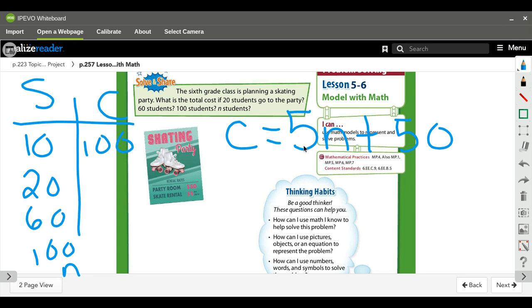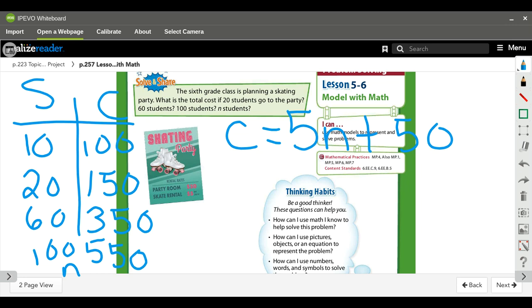For 20 students, it's going to be 5 times 20, which is 100, plus 50, so it's going to be 150. For 60 students, it's going to be 5 times 60, which is 300, plus 50, which is 350. And then the cost for 100 students is going to be 5 times 100, which is 500, plus 50, so it's going to be 550.